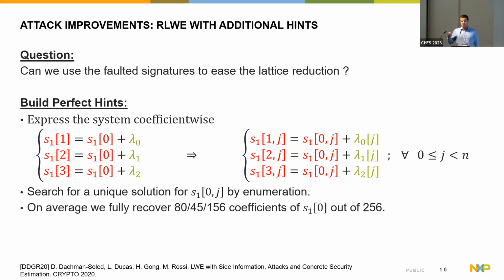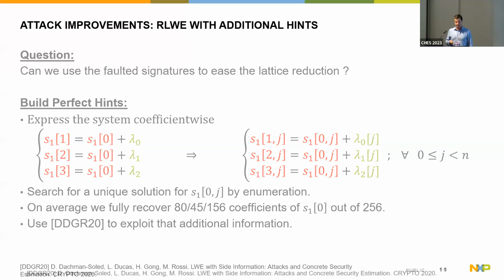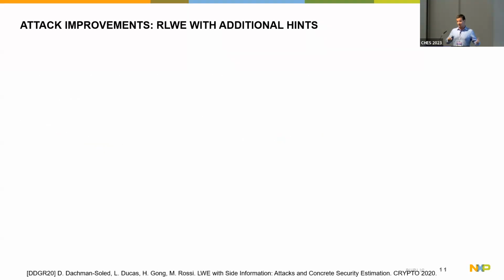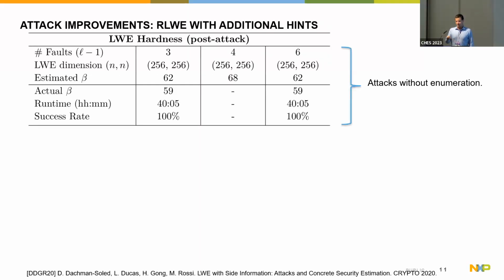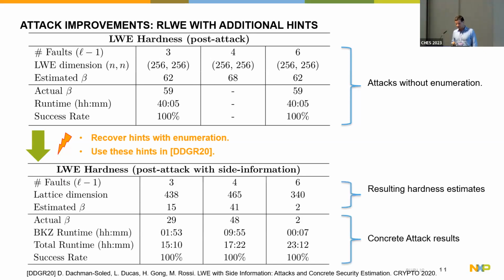On average, with just that technique, we were able to recover a large portion of the unknown secret key coefficients in S1. And then we can just plug that into the DDGR framework. So how does this impact the attack? Essentially, that's the table I just showed before. But now we do the enumeration and then use these hints within the DDGR framework, and you end up with something like this, where you drop the beta even more.